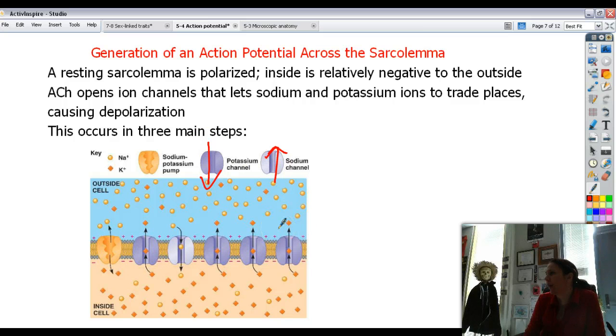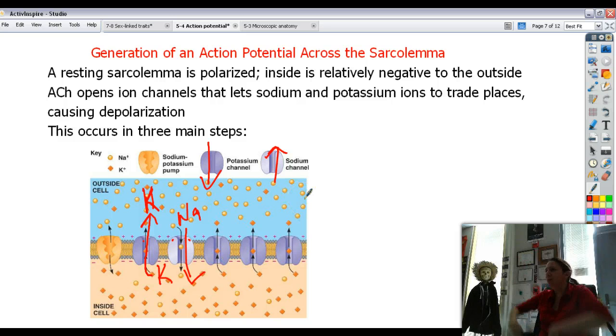I think we talked about doing the wave in a big stadium. So that's exactly what happens, is that these little guys open and they trade places. The potassium goes out, so the potassium goes out here, and the sodium goes in. That causes a momentary change or flip of charges. But as soon as you stand up and do the wave, you sit back down again. And that's where this pump comes in handy. It shoves everybody back to their normal side.